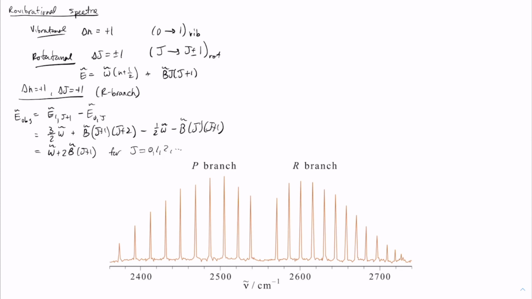Okay, so now let's look at the P branch, which is going the other way. And so in the P branch, what we have is delta n is equal to plus 1 still, but delta j is equal to minus 1.